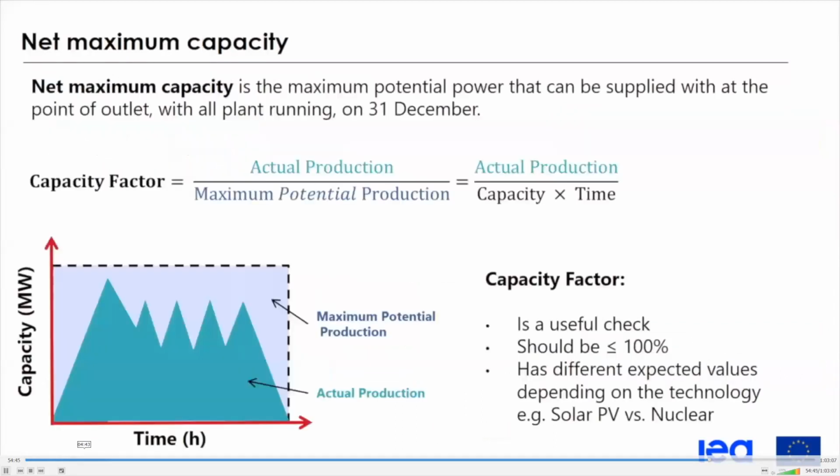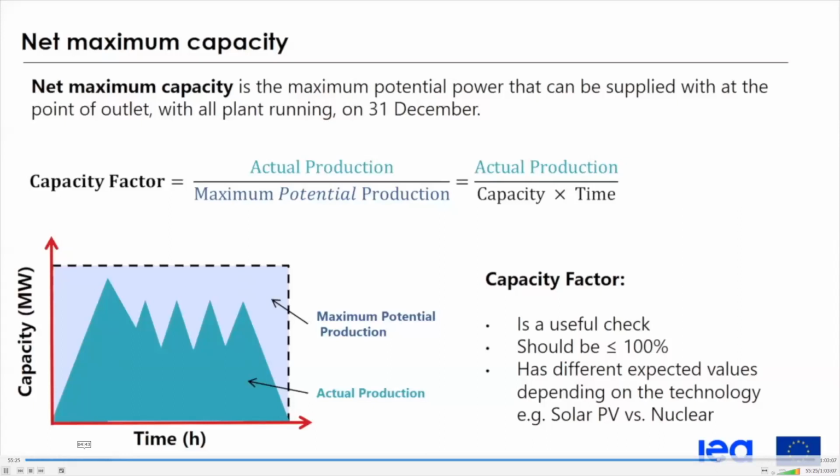Now, let's go back a little bit to when we were discussing capacities. In addition to production, consumption, and trade data, we also try to capture in our data the power plant capacities, specifically the net maximum capacity. Net maximum capacity is simply the maximum power output that a power plant can produce with all plants running at full blast, and we consider for methodological reasons that we capture this on the 31st of December of the reporting year.